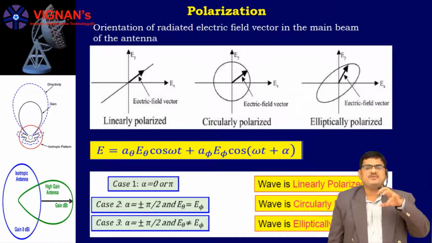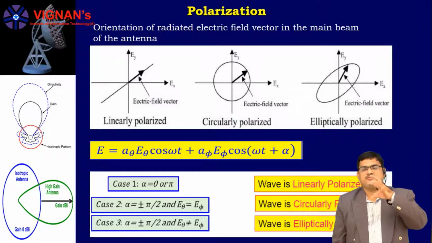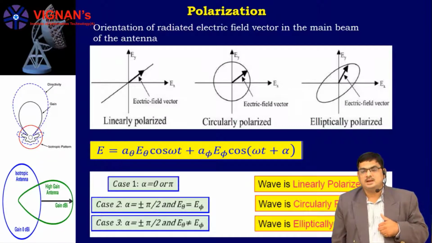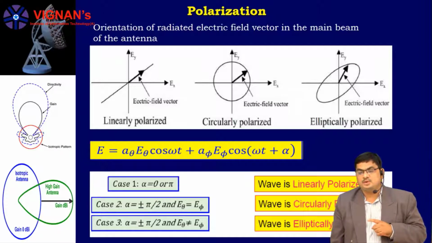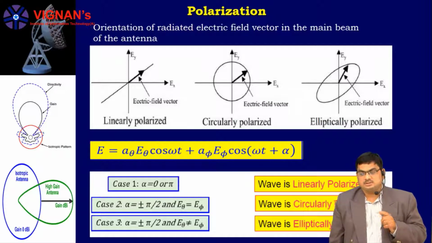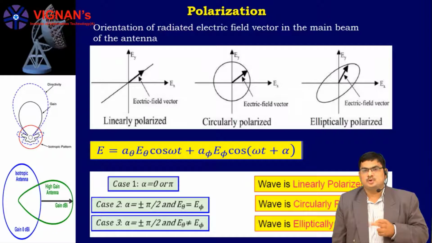Suppose your field vector traces an elliptical structure, then we say it is elliptical polarization. This is one equation: E equals A theta E theta cos omega t plus A phi E phi cos(omega t plus alpha). For the linear polarization case, your alpha is 0. Then it becomes A theta E theta cos omega t plus A phi E phi cos omega t.